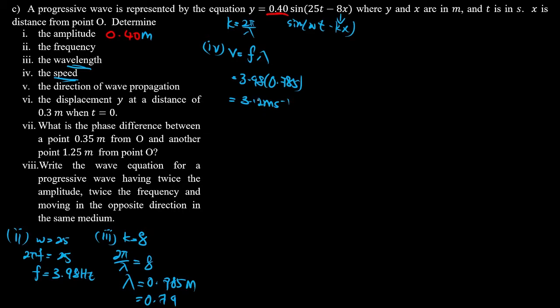Remember, your equation is in SI unit. So your answer should be in SI unit. So you can leave the answer as 3.12 meter per second or 3.1 meter per second.